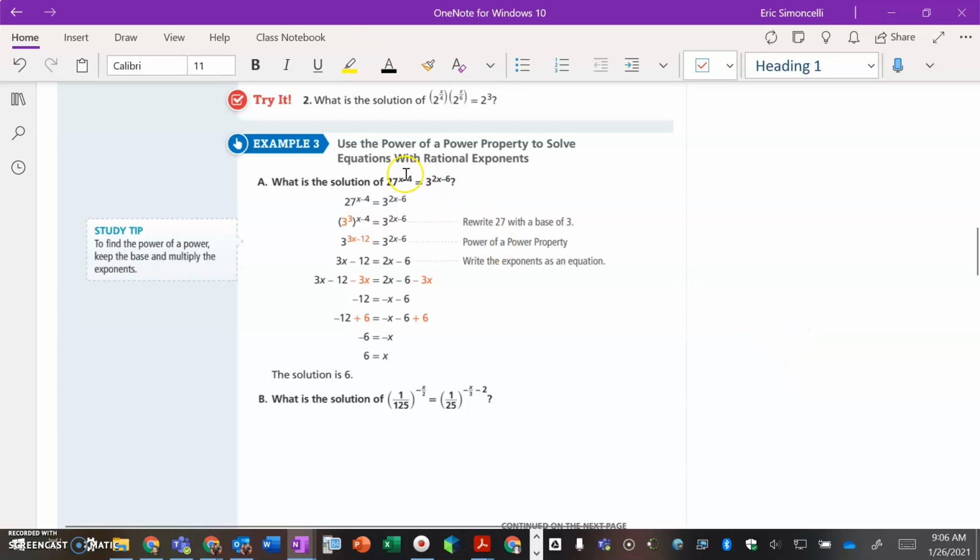I again urge you to plug in 6 into the original problem. So 27 to the 6 minus 4 power. Does that equal 3 raised to the 2 times 6 minus 6 power? It should, but I would urge you to check that on your calculators later.